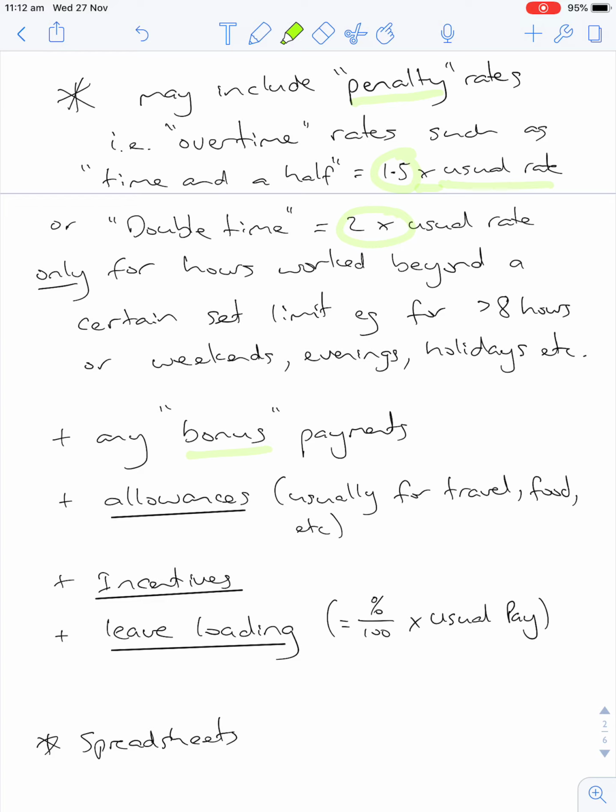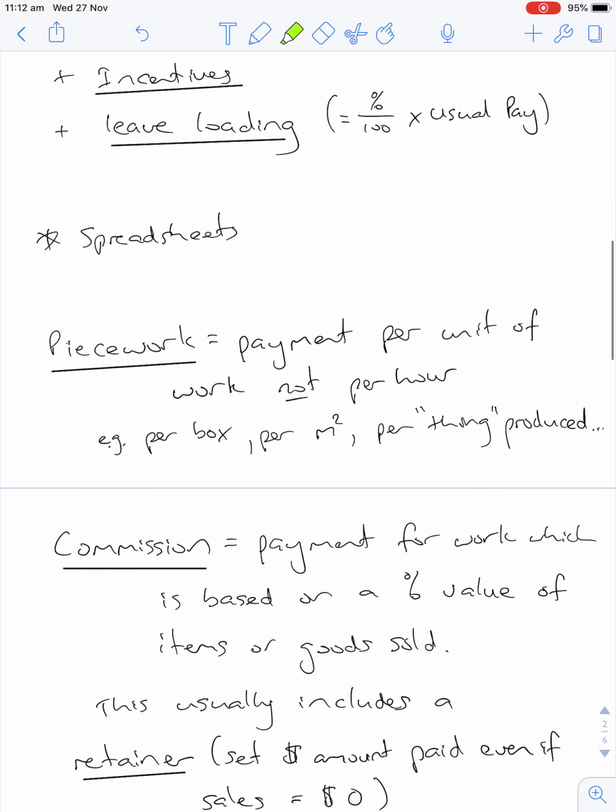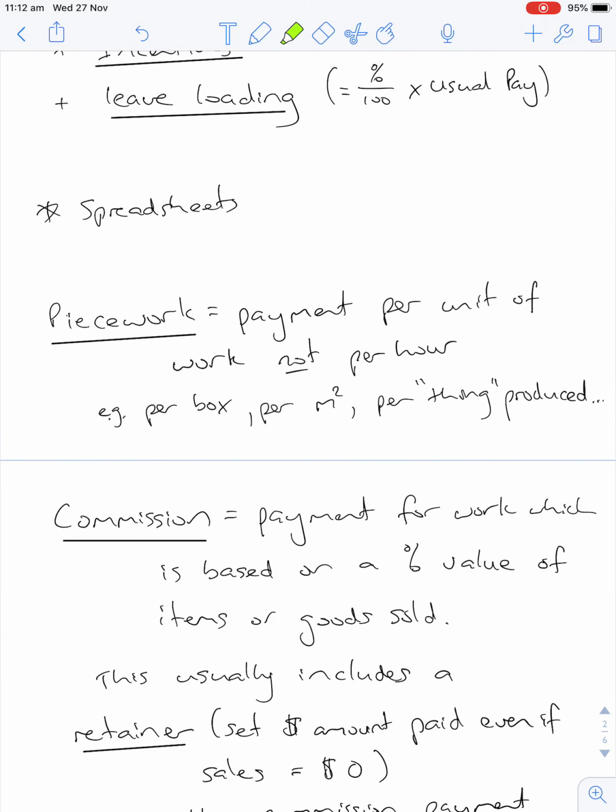But often if it's an overnight trip or something like that, they'll give you a set dollar amount for being away from home overnight. Incentives are exactly as the name implies, just a bonus sort of pay, another word for bonus really, something that they give you which is linked to some kind of achievement. And leave loading is a common one. So leave loading pretty much everyone will get, and it's basically an extra percentage that they pay you over and above your normal hourly rate.